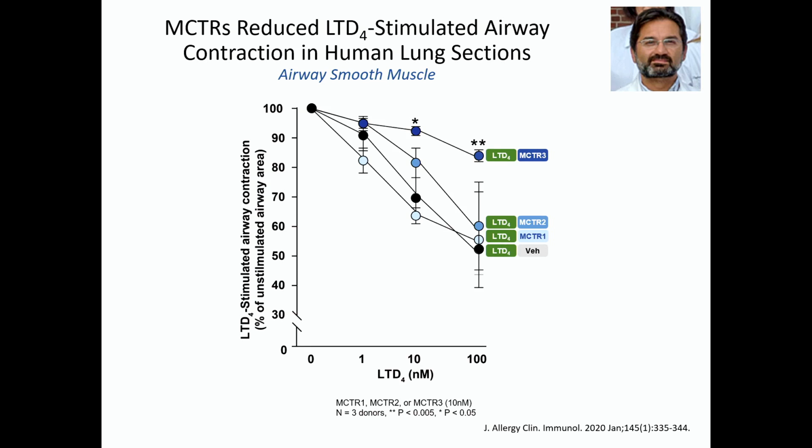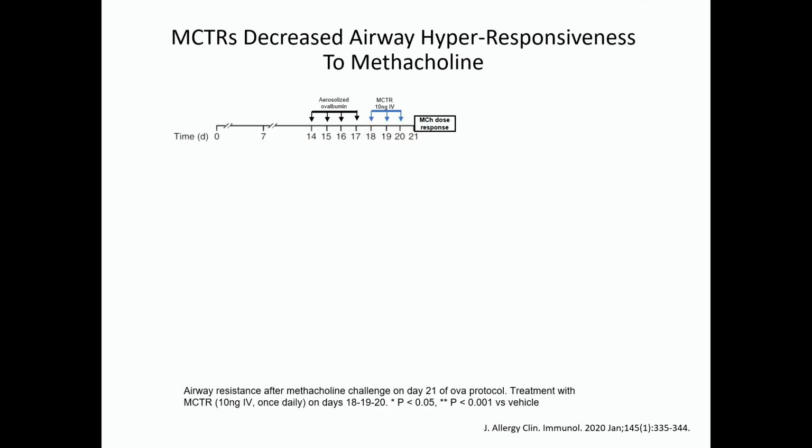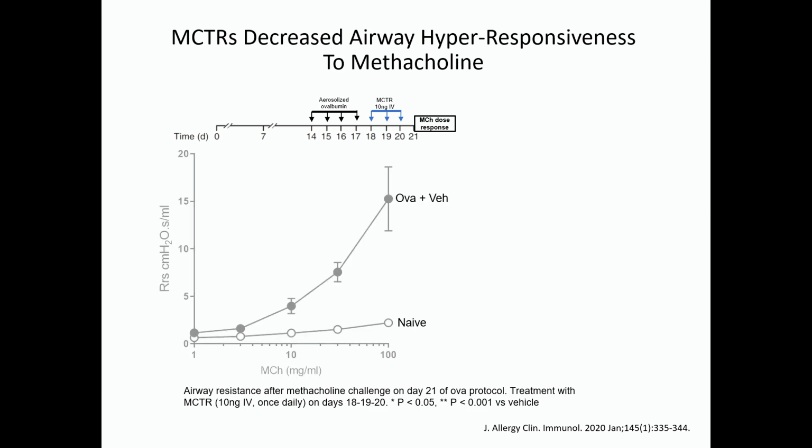So in the lung, there are counterbalancing, if you will, cysteinyl maresins for the cysteinyl leukotrienes in the human lung. We looked at this in a preclinical model of allergen sensitization and challenge in the mouse, where we allow the animal to get fully inflamed, in this case with chicken ovalbumin, and then at that point begin to administer MCTRs, in this case a cocktail, all 3 at once.